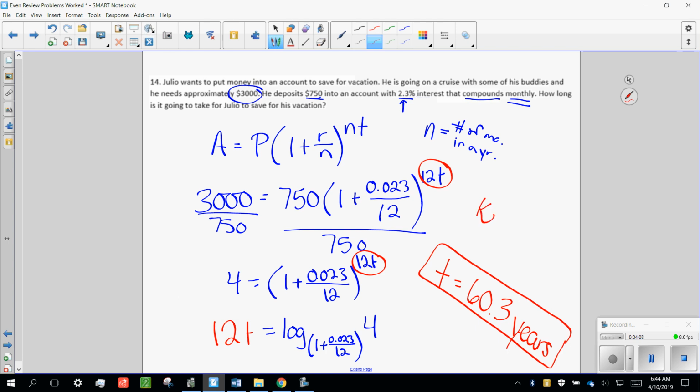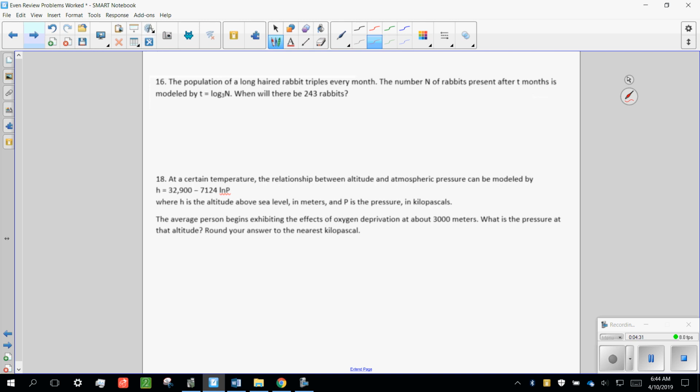So I'm going to just write a little message that says, keep working, Julio. Perhaps get a second job. You're going to have to put more money in this account to get enough money to have a vacation at a point in your life when you can enjoy it. So there's Julio. Let's see if we can get 16 and 18 at least in this video.